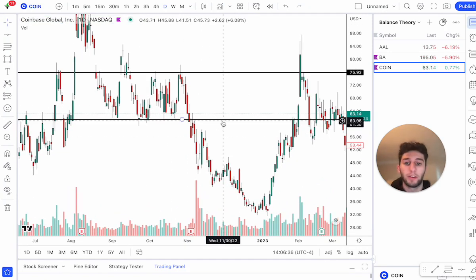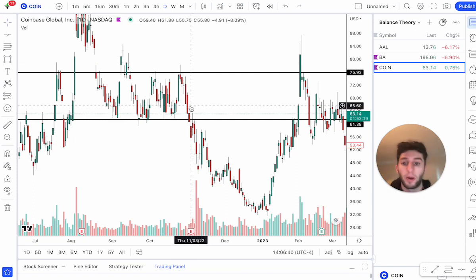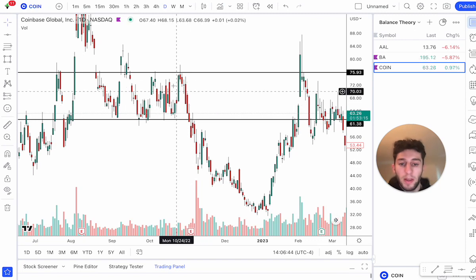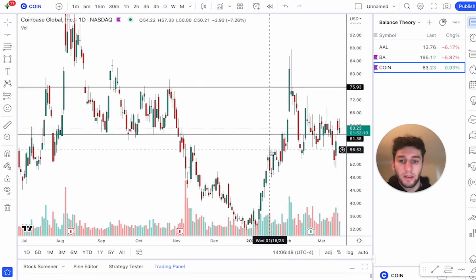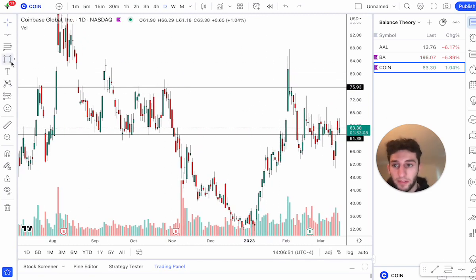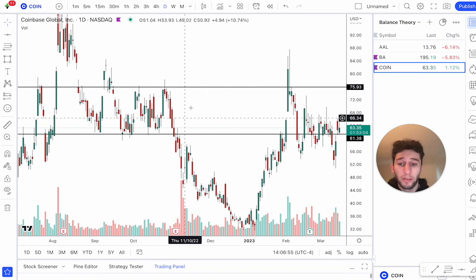I'm not saying every single time price comes out of balance, it's going to come back in and rotate, right? Obviously, we have breakouts at certain points. That's how markets move as well. So price comes down, we break out, for over a year, and then we eventually come back. And even a year later, the balance theory, it still works. It still works, okay? We have this balance zone here.